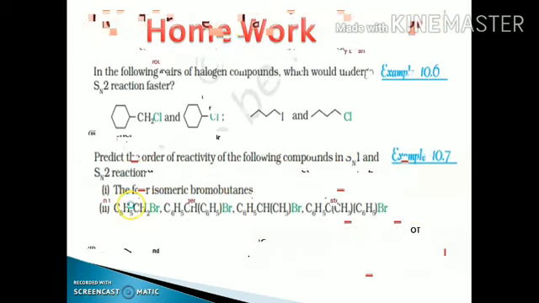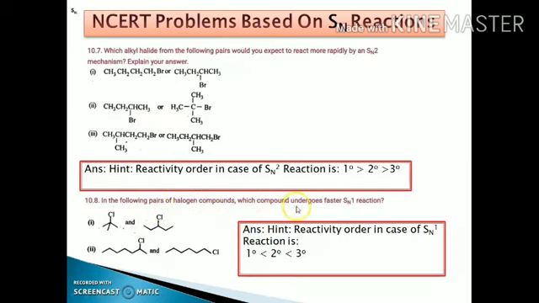In the second question, in the following pairs of halogen compounds, which compound undergoes the faster SN1 reaction? The reactivity order of the SN1 reaction is: primary is less reactive compared to secondary, and secondary is less reactive compared to tertiary alkyl halide. In the first case, the first compound makes the tertiary carbocation and the second compound makes the secondary carbocation. It means the first compound is more reactive than the second compound due to the formation of the tertiary carbocation in the first compound.